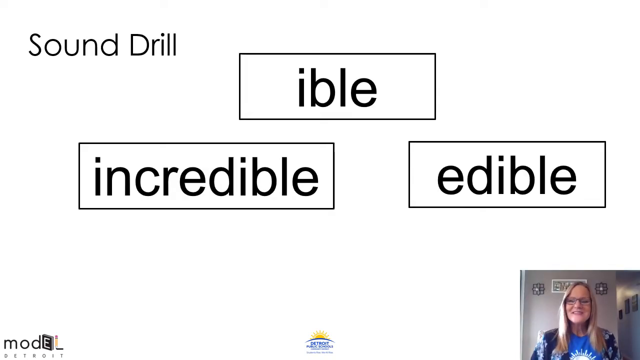Ibble. This sound says ibble, as in edible or incredible. What's the sound? Ibble. Say the sound with me. Ibble. Say the sound on your own. Ibble. Take turns saying the sound to your partner. High five your partner if each of you read edible or incredible correctly.